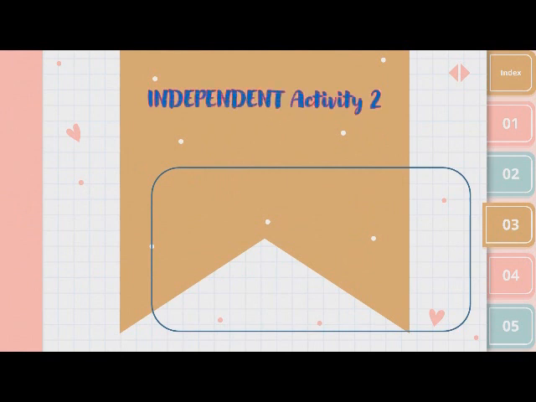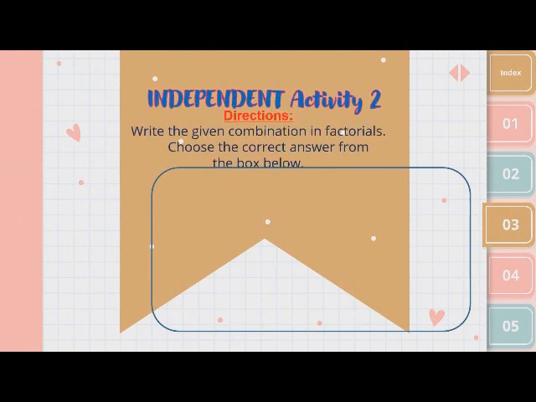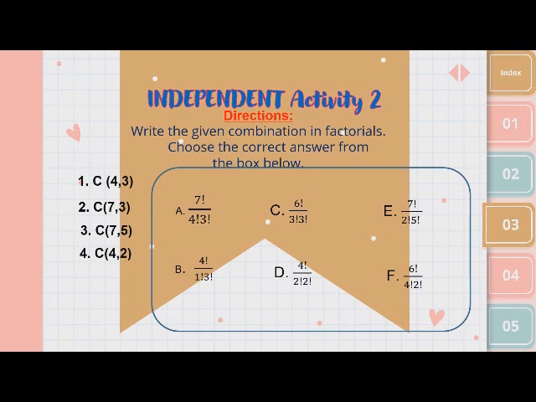For this independent activity number 2, write the given combination in factorials. Choose the correct answer from the box below. So we have the choices, and then we have these problems 1 to 5. You are going to choose your solution from these combination notations. We have numbers 1 to 5, and you will select your answers from A to F.